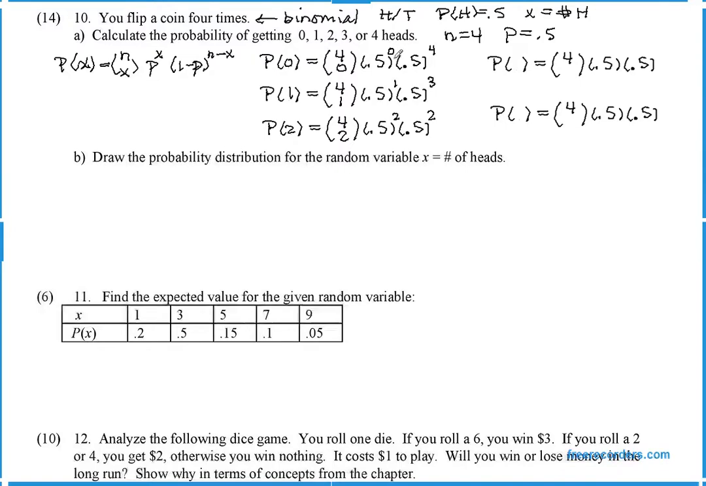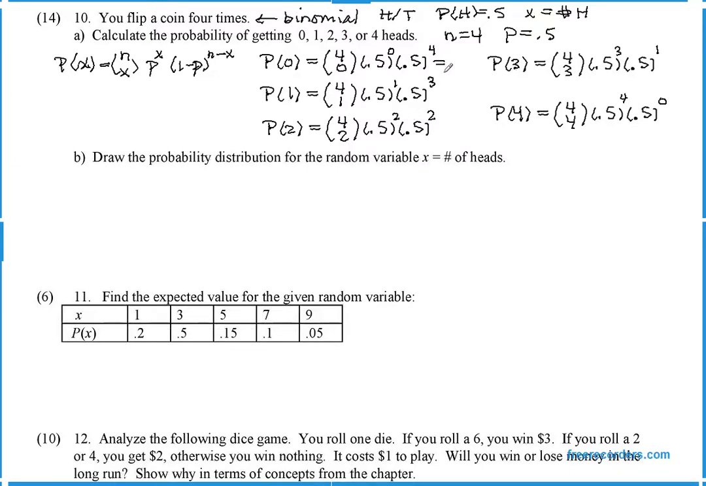So notice that these exponents on p are going up by 1, 0, 1, 2, and then this will be 3 and 4. And the exponents on 1 minus p are going down by 1, 4, 3, 2, 1, 0. And this is for probability of, I'm sorry, not 4, probability of 3, that's a 3. Probability of 4 heads, that's a 4. So notice that pattern. It's just that same pattern over and over.